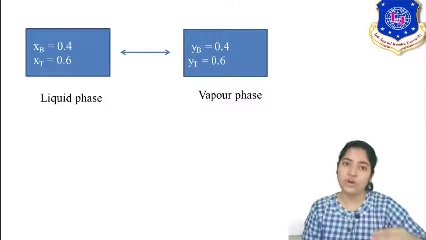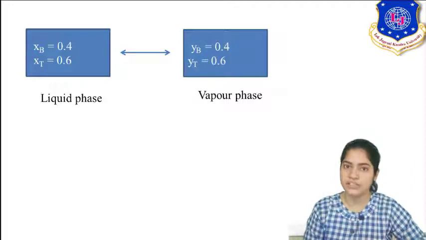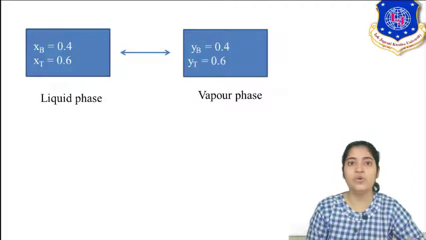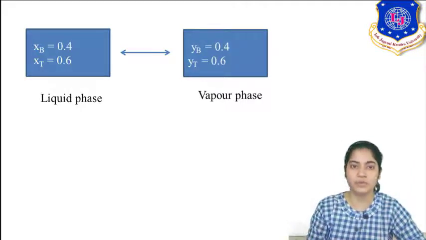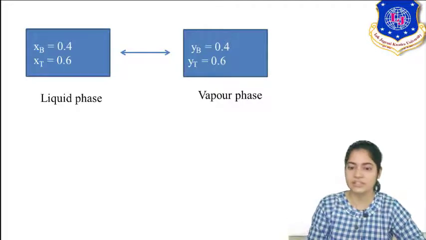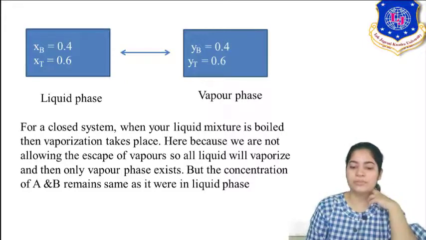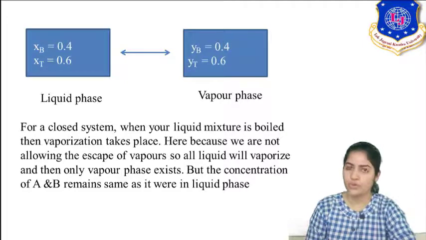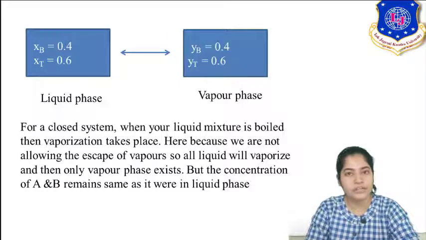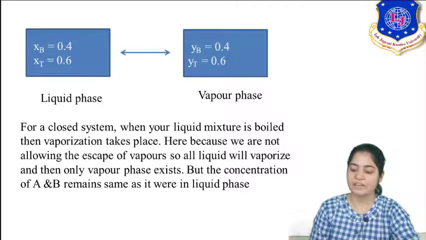Now, when we talk about purifying, in distillation, in a refinery as you have seen, it is an open system. You let out the vapor, you take out the vapor, and hence purity is increased. Here I am taking a closed system. So for a closed system, when a liquid mixture is boiled, vaporization takes place. Because we are not allowing the escape of vapor, all the liquid will vaporize and only the vapor phase exists. So in the vapor phase, I have my concentrations.